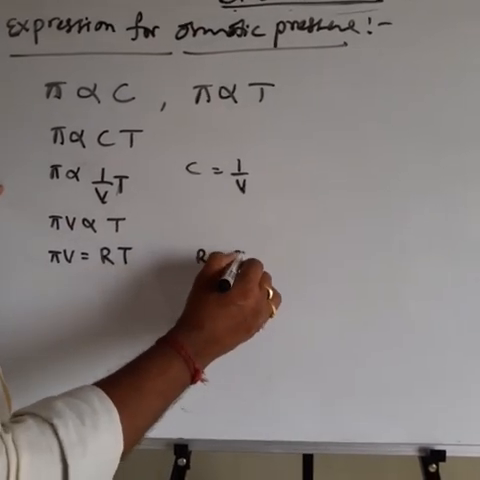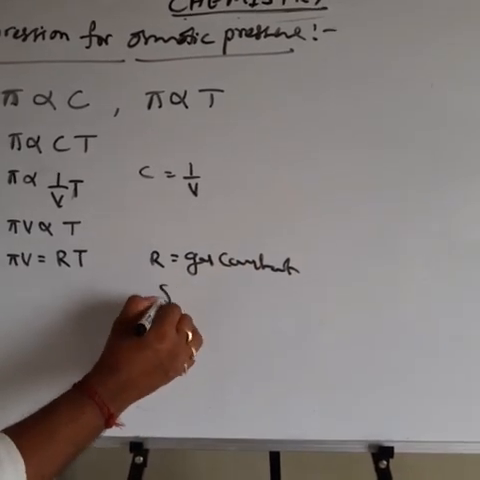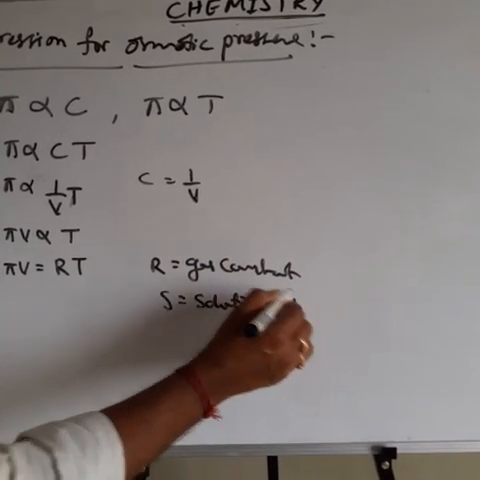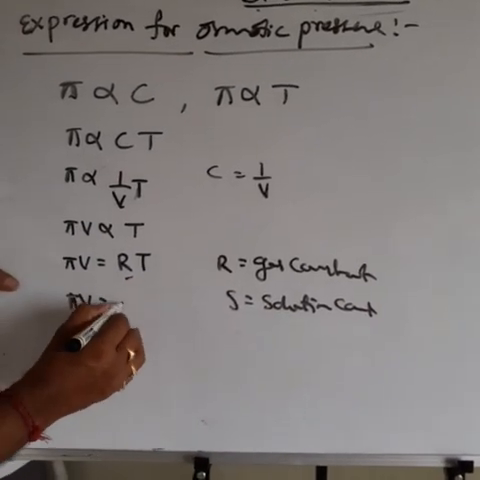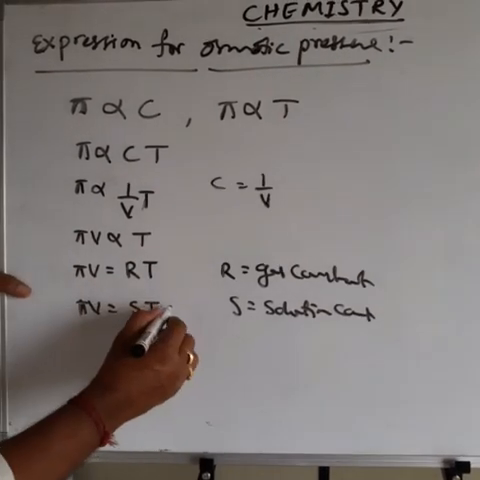The gas constant is equal to the solution constant S. This is the solution constant. So instead of R we can write S for solution. Then pi V is equal to S T or R T. We can take any one. This is for 1 mole.